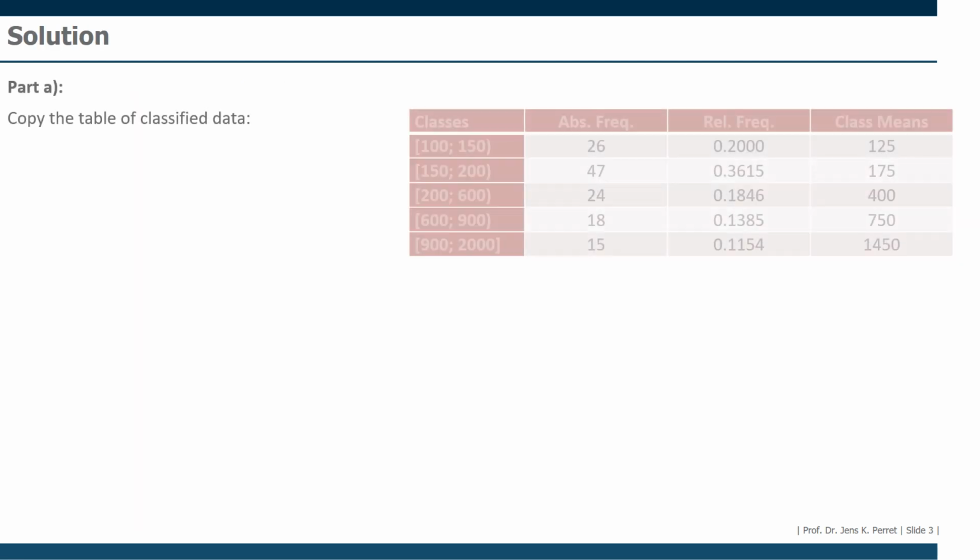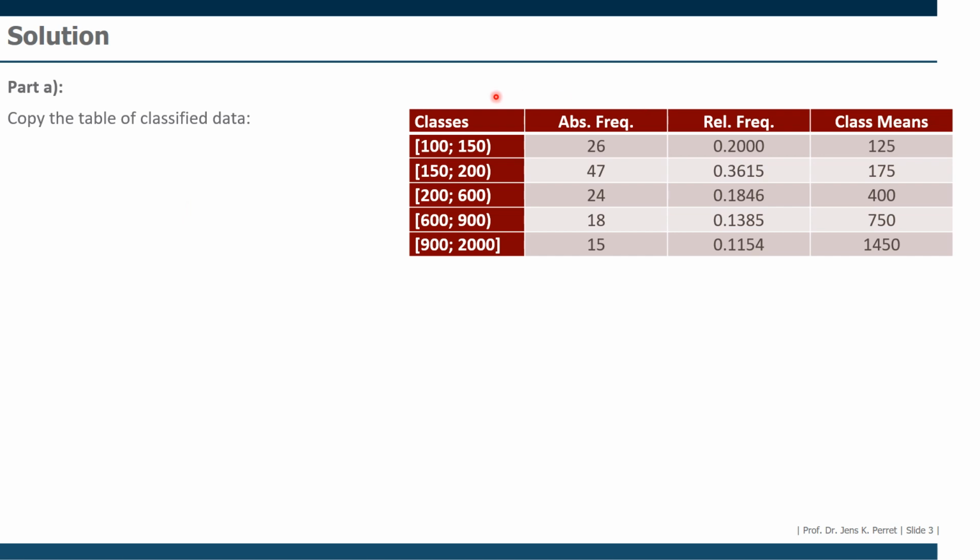So I'm simply going to copy this table and I'm going to add two additional columns here. The first one is the relative frequencies, which is just added up all of the different absolute frequencies and each of the absolute frequencies divided by this sum, by this number of observations, giving me these relative frequencies. And then in the final column, I'm going to add my class means.